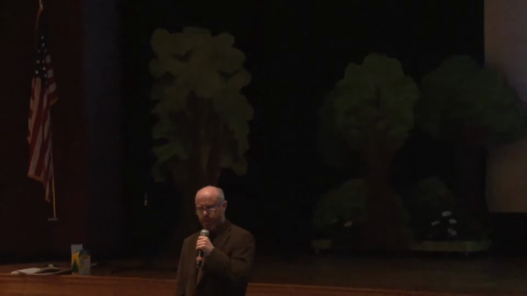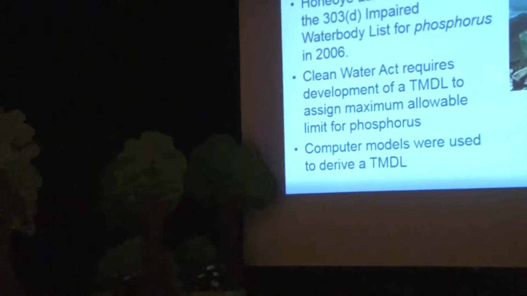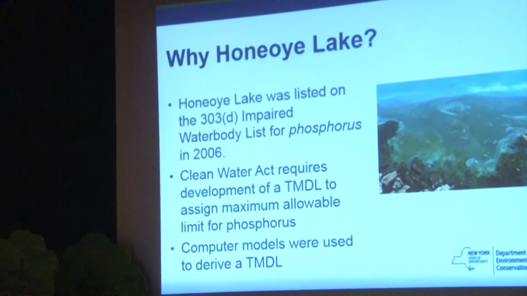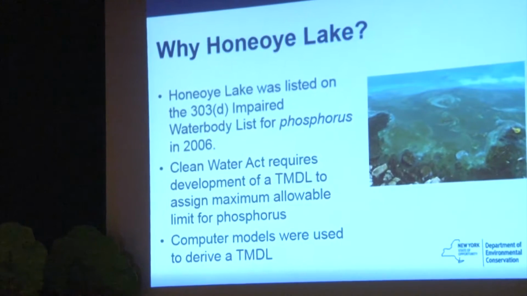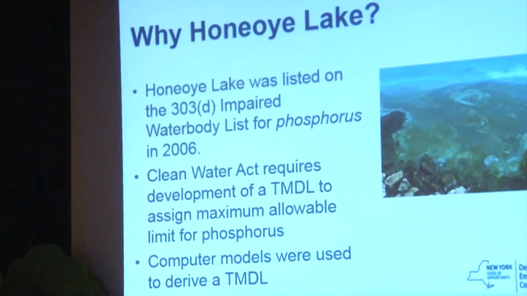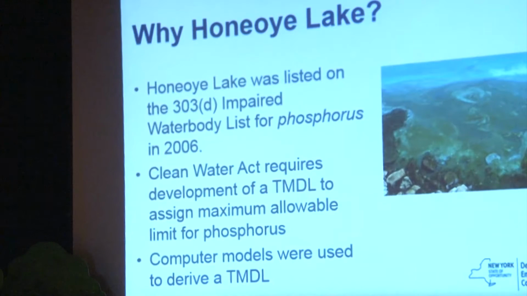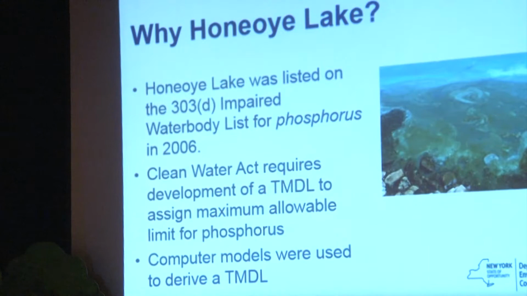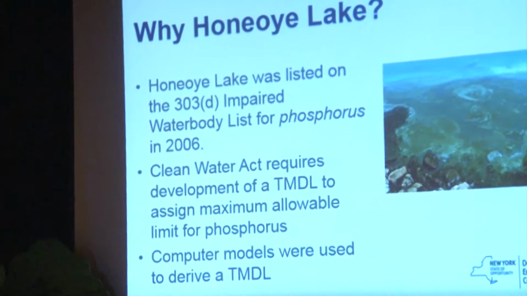So why did Honeoye Lake receive a TMDL? Well, the lake was listed on a state register of impaired water bodies. It's known as the 303D list. And in particular, it was noted as being impaired for phosphorus. And the Clean Water Act requires us to develop a TMDL to address that impairment. And so we can assign maximum loading into the lake to bring the water quality back to allowable limits.